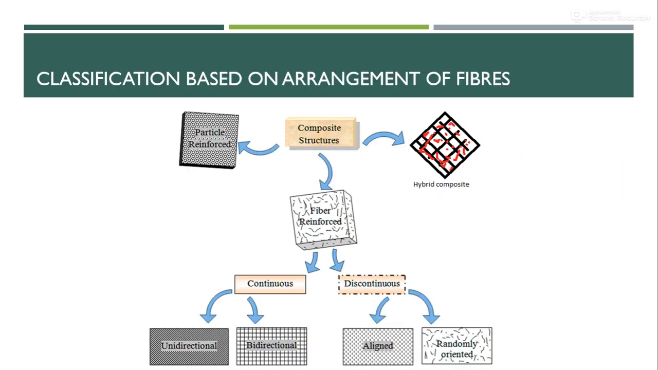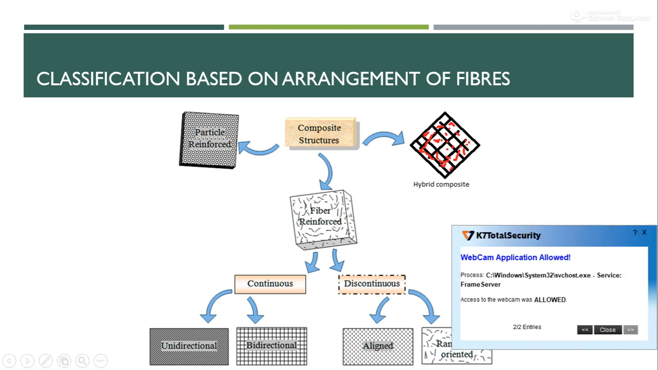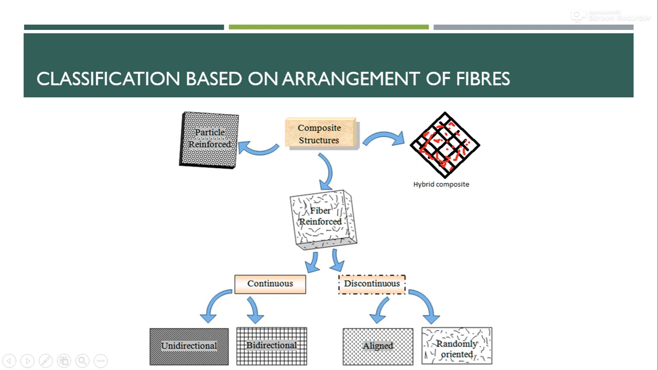Next is the classification of composite materials. The composite materials are classified based upon the arrangement of the fibers. If you take the fibers in the form of a powder, then we call it a particle reinforced composite. Fibers in the form of a cloth, we call a bidirectional composite material. In the form of strips, we call it a unidirectional composite material. If you take small pieces and keep them in a proper direction, then it is an aligned composite material. And if they are randomly oriented, then it is called a randomly oriented composite material.